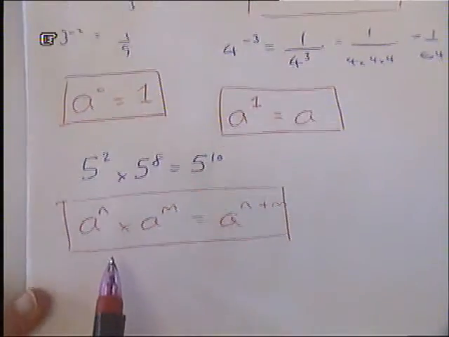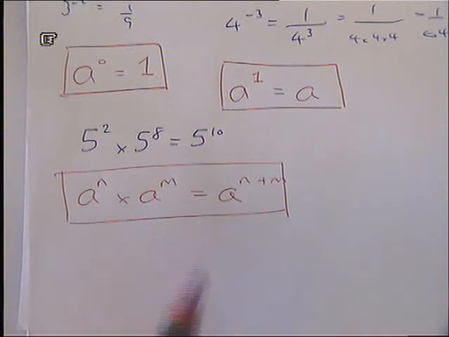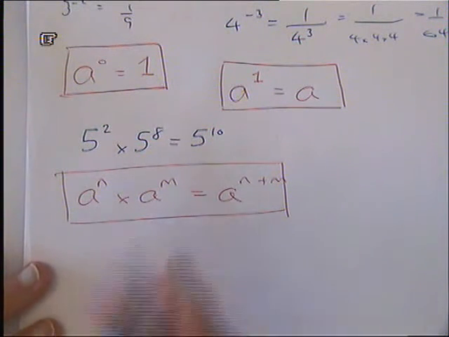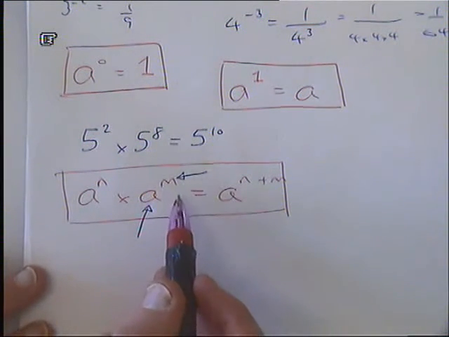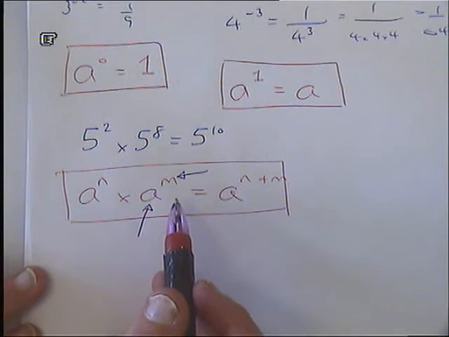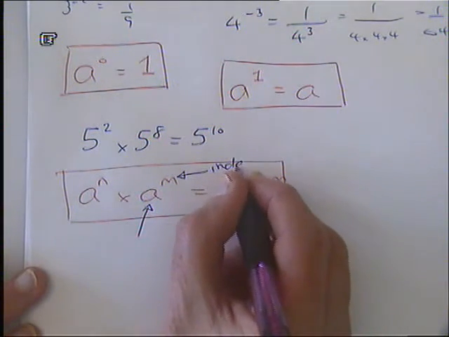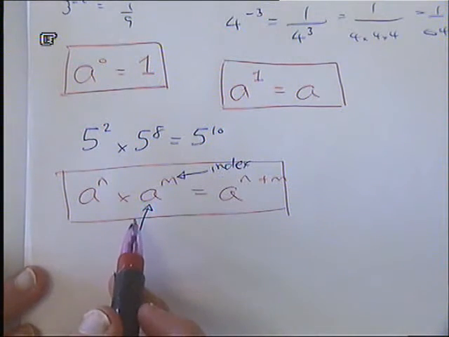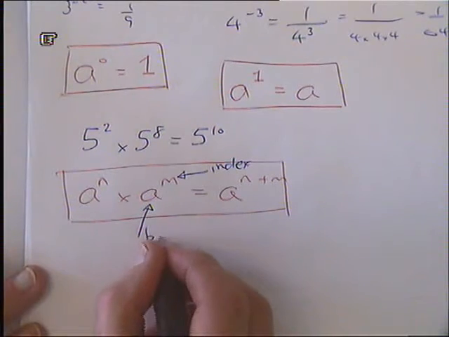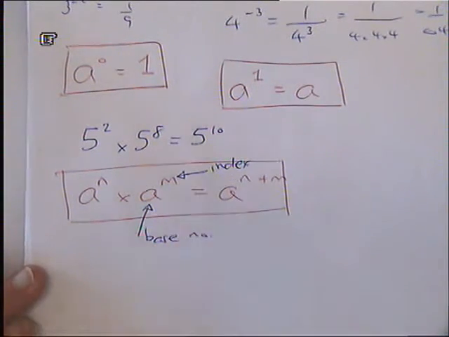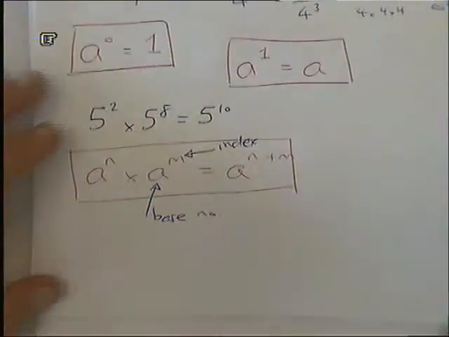If you are timesing, you add the powers, as long as... Do you know what this number here is called and what that number there is called? That m is called the... It's the title of the chapter. The indices, or the index number. The index or the indice. What's the big number called? Yes, thank you, Anna. It's called the base number, okay? So that rule works if the base numbers are the same.